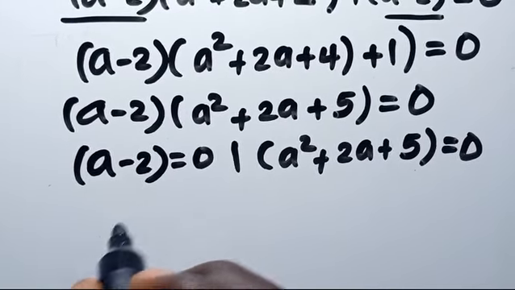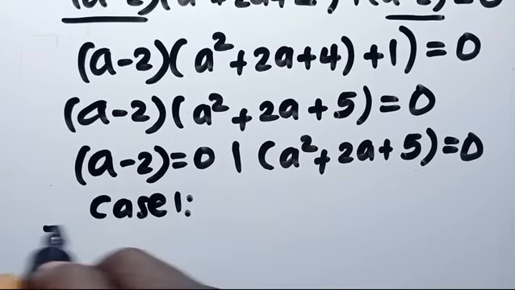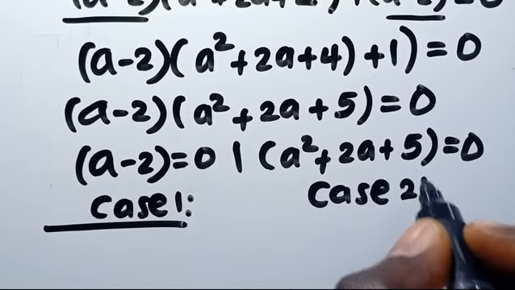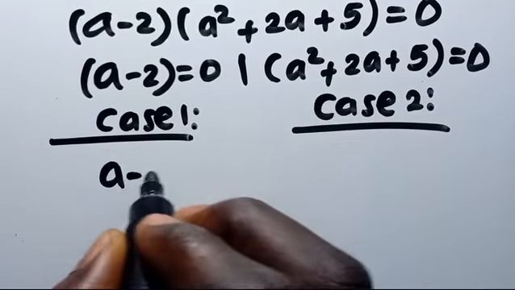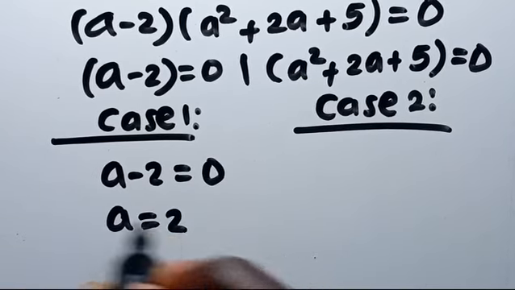So from here, if we define this to be case 1, and we define this to be case 2, let's solve case 1. a minus 2 equals 0, then a will be equal to 2.